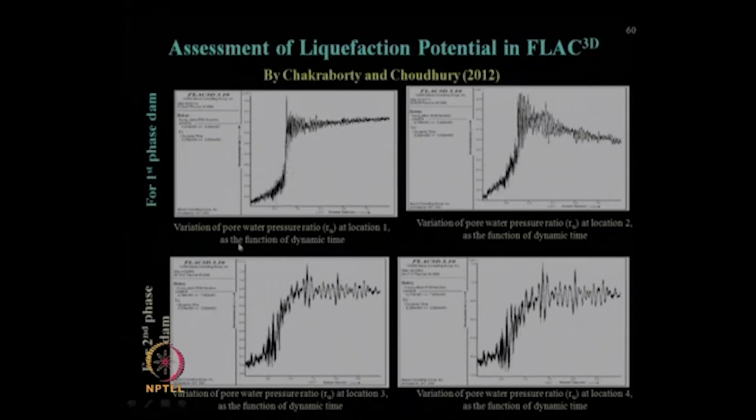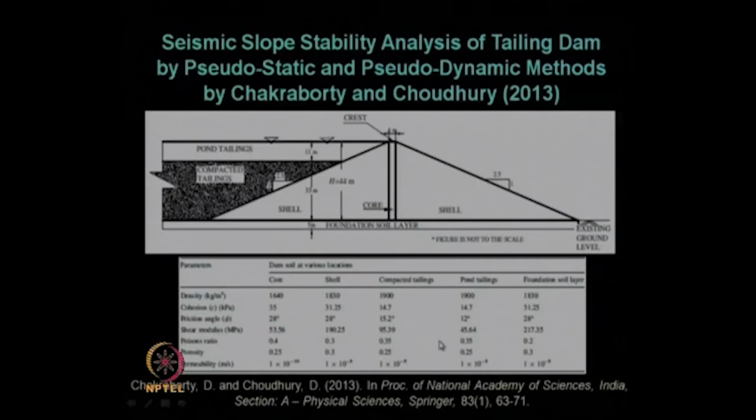You can see the pore water pressure value at different locations, location 1 and location 2, with respect to the dynamic time. So, whenever it tends to get saturated, you need to pick up that value, and similarly for the second phase of the dam it can also be obtained.